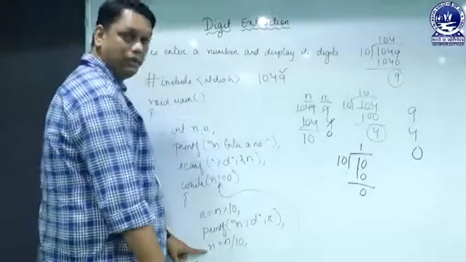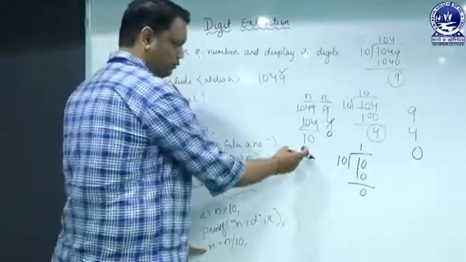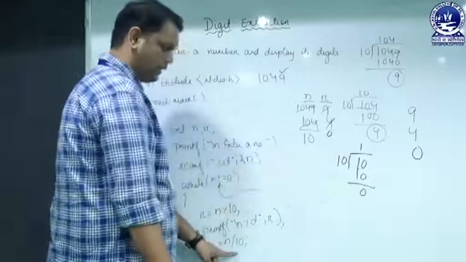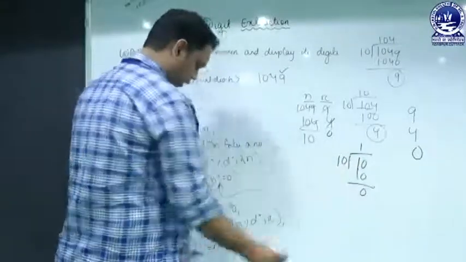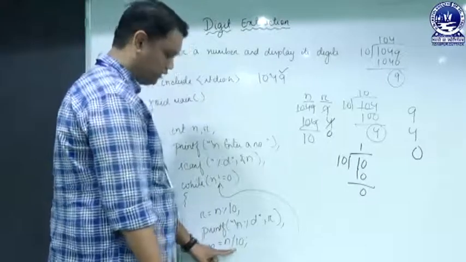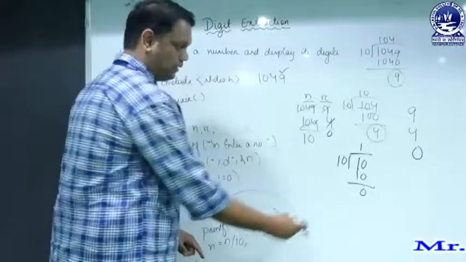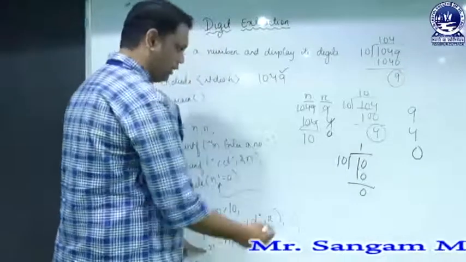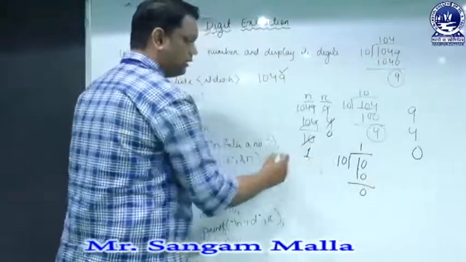Now n equal to n by 10. So n is having now 10. So 10 is divided by 10 now, and we have used the division operator over here. So the quotient will be returned. That means the quotient is 1. So 1 will be stored in n.